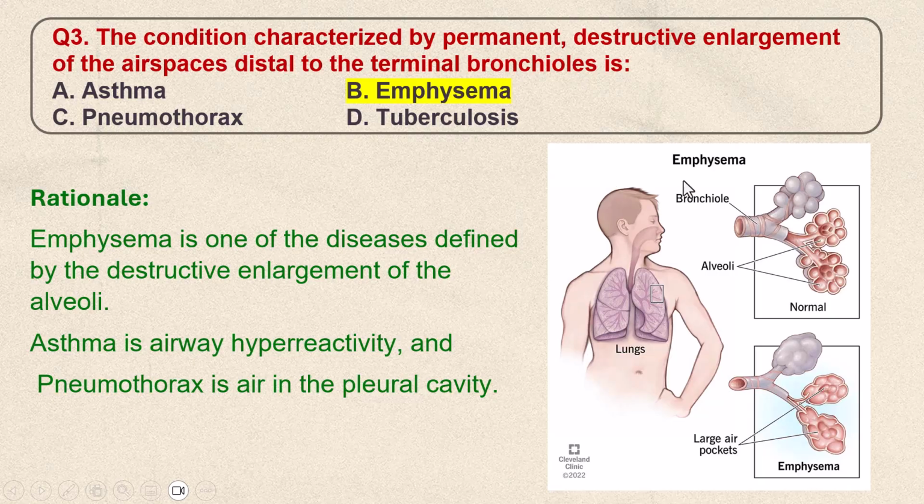Emphysema. Here you can see in the emphysema, this is the normal alveoli, but in the emphysema, the alveoli are damaged here. So, emphysema is one of the diseases defined by the destructive enlargement of the alveoli. You can see the alveoli are destructed and enlarged. On the other hand, asthma is airway hyperactivity and pneumothorax is air in the pleural cavity.